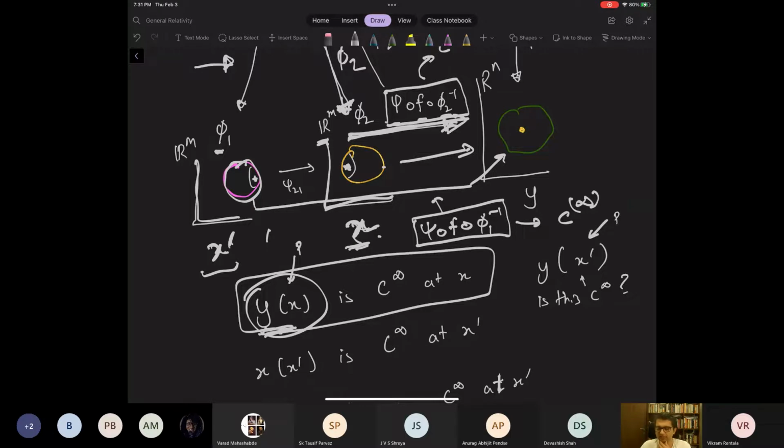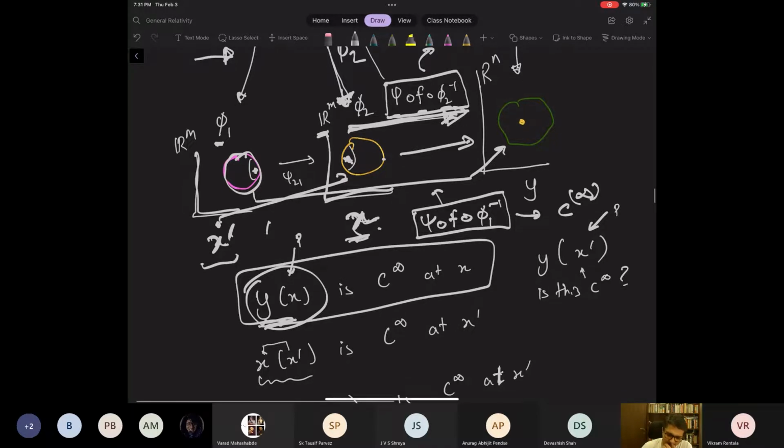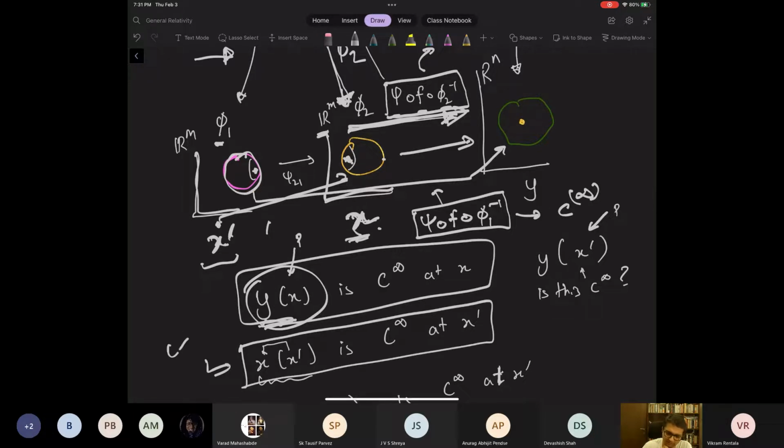And the answer is yes, because we are using smooth manifolds. Because on a smooth manifold, we already know that the transition functions from x prime to x, that is, if I want to make a transition from this coordinate to this coordinate in the overlap region, these functions by definition on a manifold are C infinity.